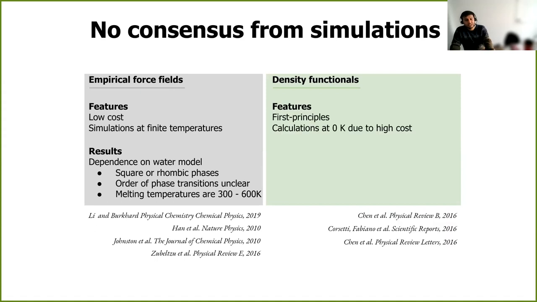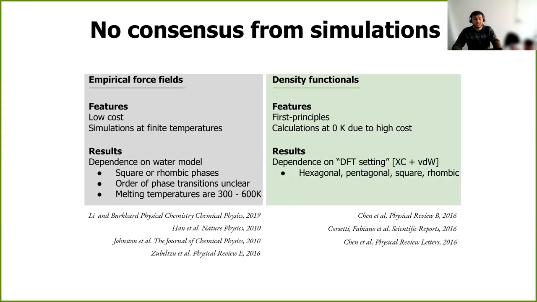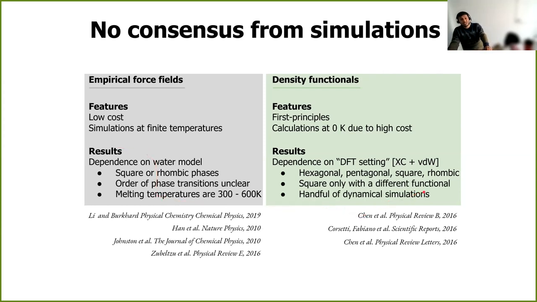While in the case of density functionals, which were done at zero Kelvin mostly, the results were dependent on the exchange correlation functional, and some of them would give you a large number of phases, while others would only predict one phase to be more stable. And of course, the absence of dynamical simulations also makes it difficult for us to compare directly the results from DFT and empirical force fields, right? So this was really the literature review that I had done during my time.